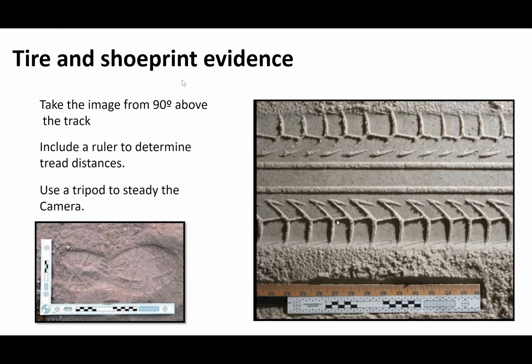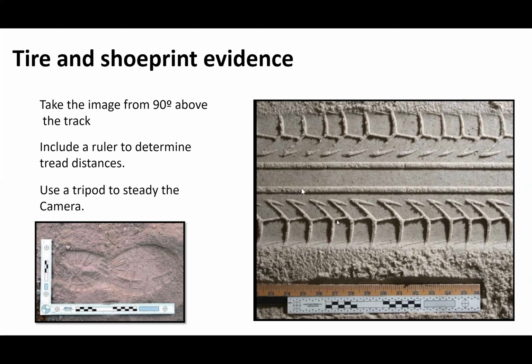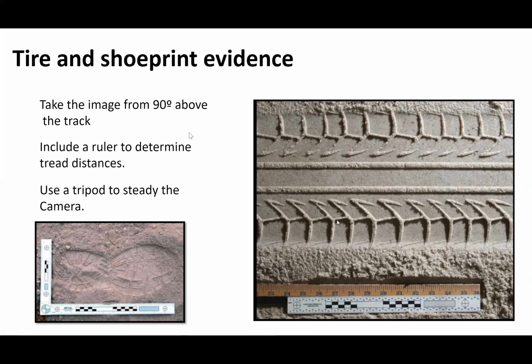Tire and shoe print evidence should be taken at a 90-degree angle above the track or the item. Should include a ruler to determine tread distances, right? Because it's kind of hard to tell perspective-wise exactly how big these things are if you don't have a ruler right there with it. And use a tripod to steady the camera. Again, 90 degrees, ruler, and tripod.